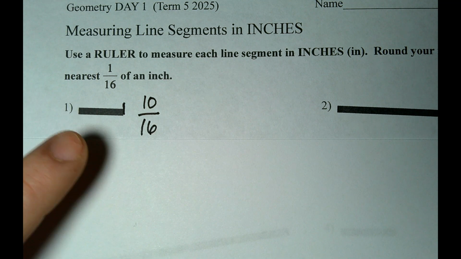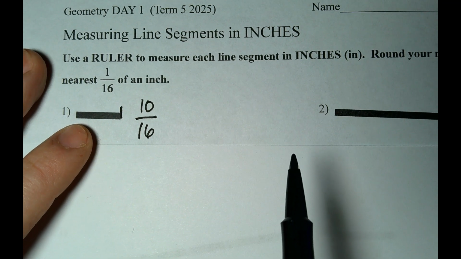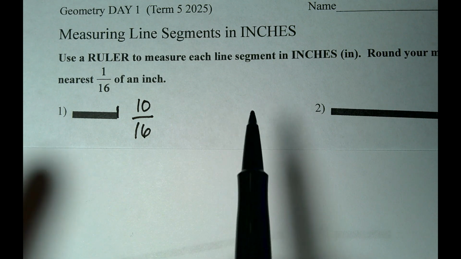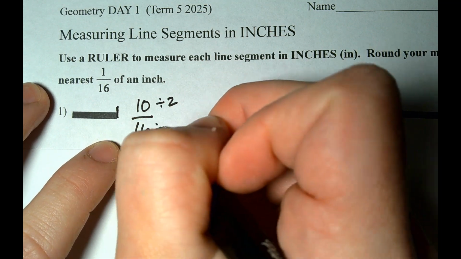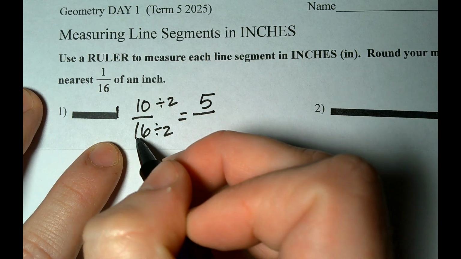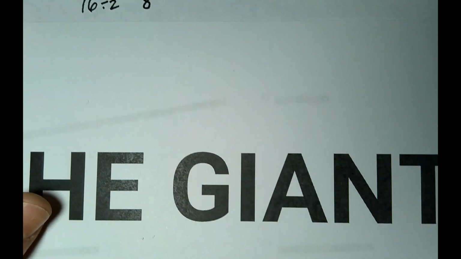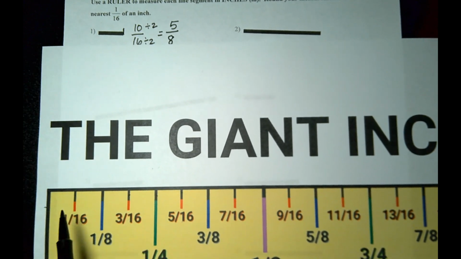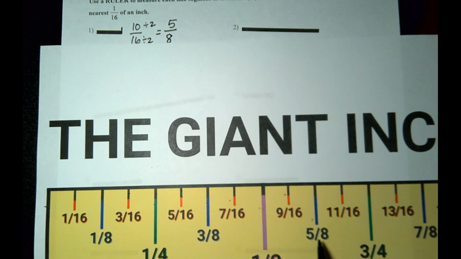Now, could we simplify this? Yeah. How? 10 divided by 16 would give us a decimal. I took 2 out of each. So we could divide both of them by 2. Let's see, 10 divided by 2 is 5. 16 divided by 2 is 8. Wow. And look at this. If I were to go to my giant inch and count 10 spaces over, 1, 2, 3, 4, 5, 6, 7, 8, 9, 10, we land on 5/8.